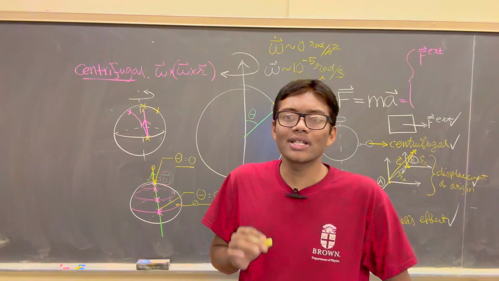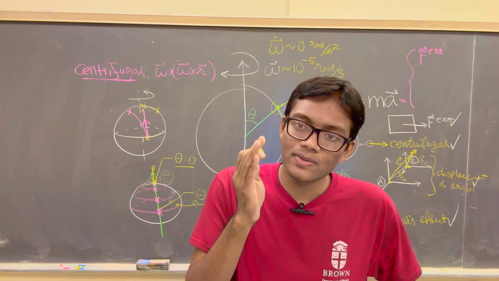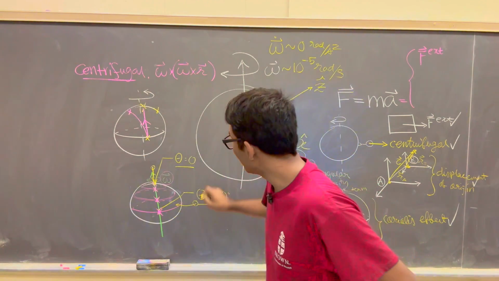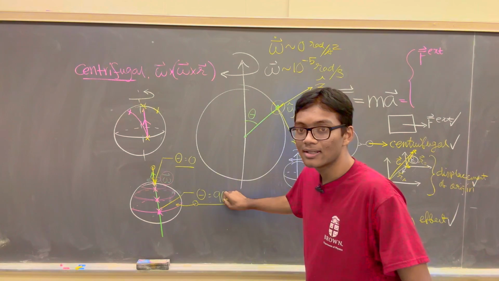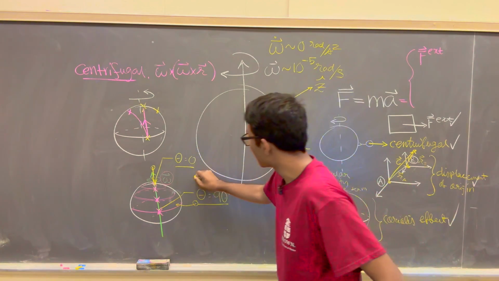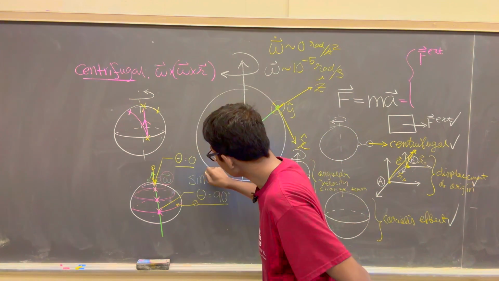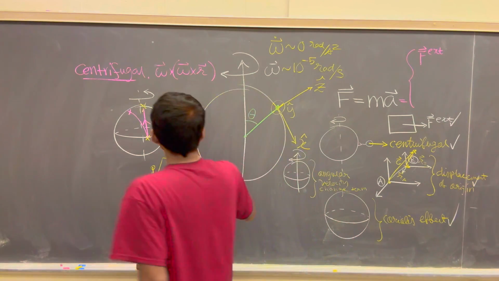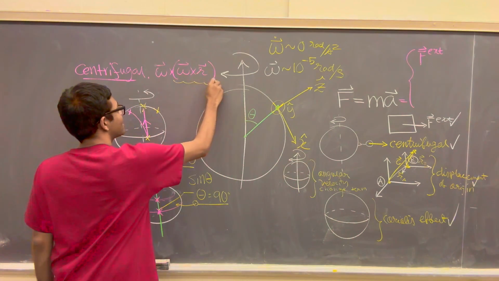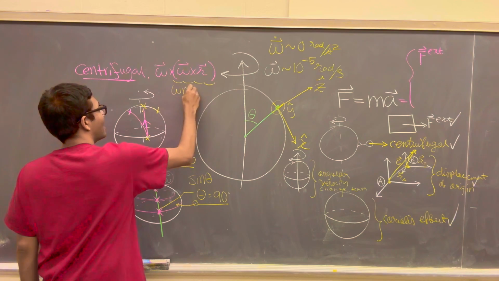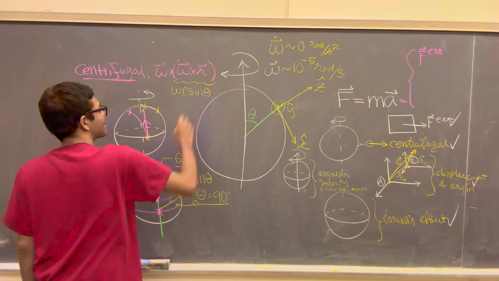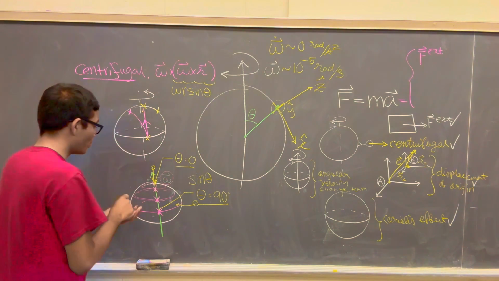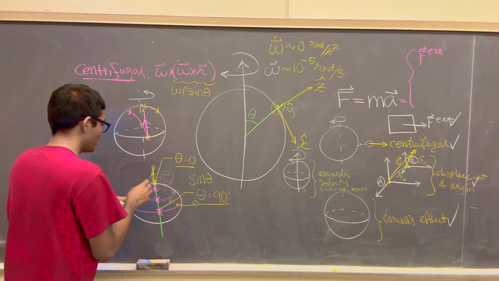So what function can you think of that goes between 0 and 1 as we vary theta from 0 to 90 degrees? There's only one function: sine of theta. And indeed, you can see that this expression is saying exactly that. It's omega r sine theta, right? So what is omega r sine theta? Well, let me show you.